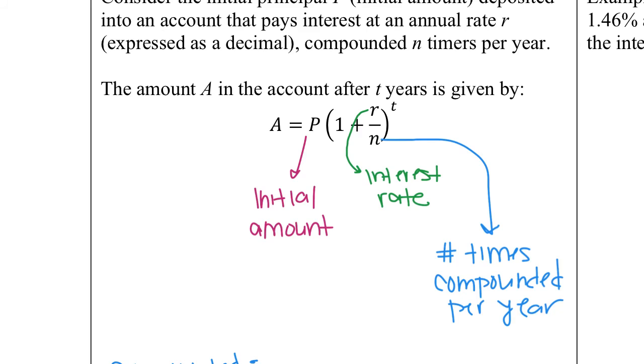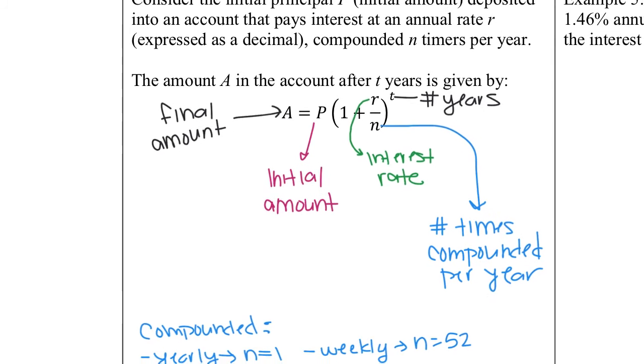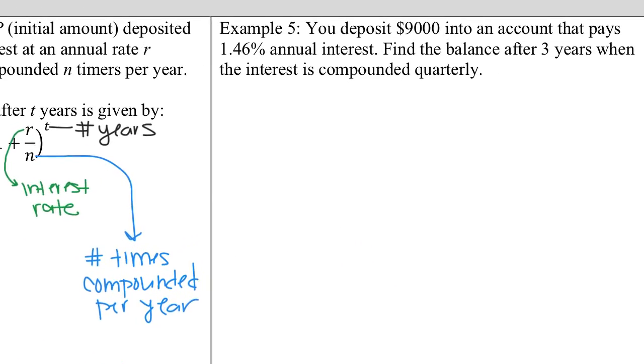And then it says the amount A in the account after T years. So A is actually your final amount. That's usually what we're looking for. And T is the number of years you're doing this for. So maybe I want to leave the money in the account for 2 years, 8 years, half a year, however long we want to leave the money in the account. So let's talk about an example.